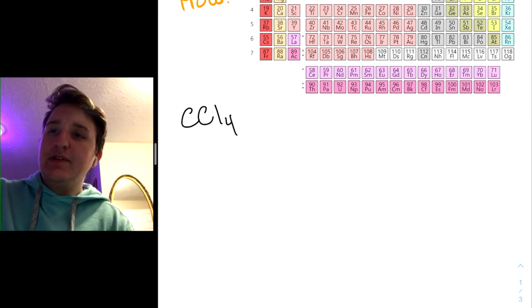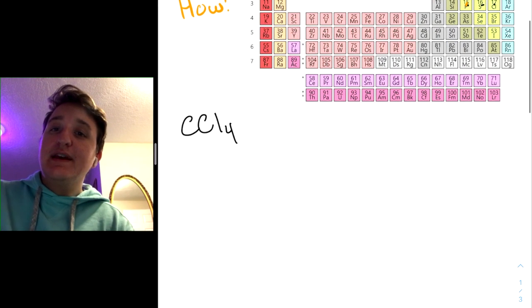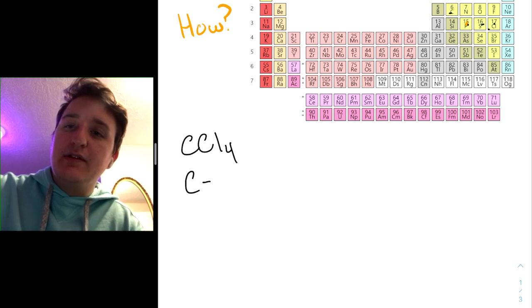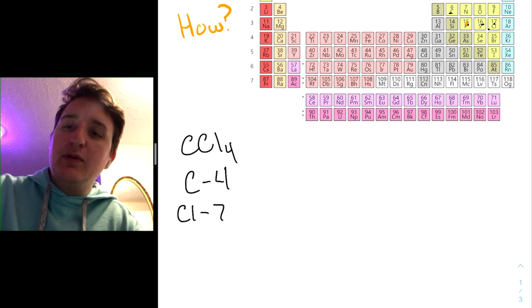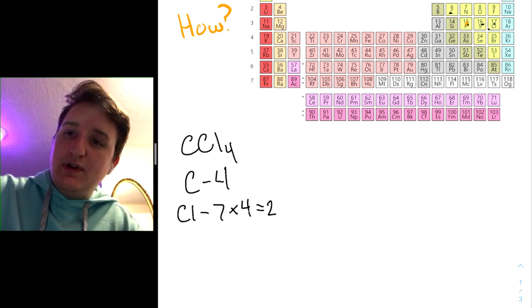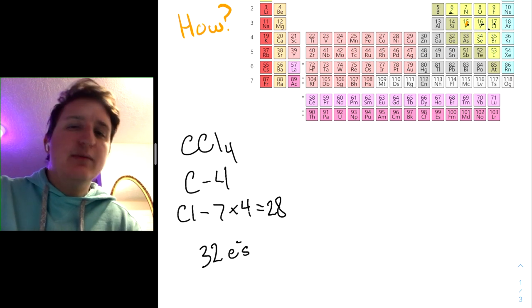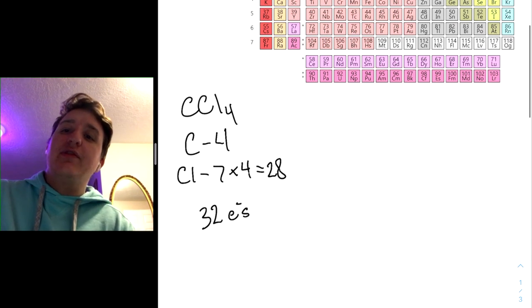Okay, so remember step one, count up our valence electrons. So we know that carbon has 4, and we know that chlorine has 7. So we say carbon, 4, and chlorine, 7. But we have 4 chlorines, so we're going to do times 4 here. All right, so that equals 28. Oh, I just drew an 8. My bad. 28, and then plus our 4. In total, we're going to have 32 electrons. So that's what the e minus is. So that's our electrons. So we have 32 of them.